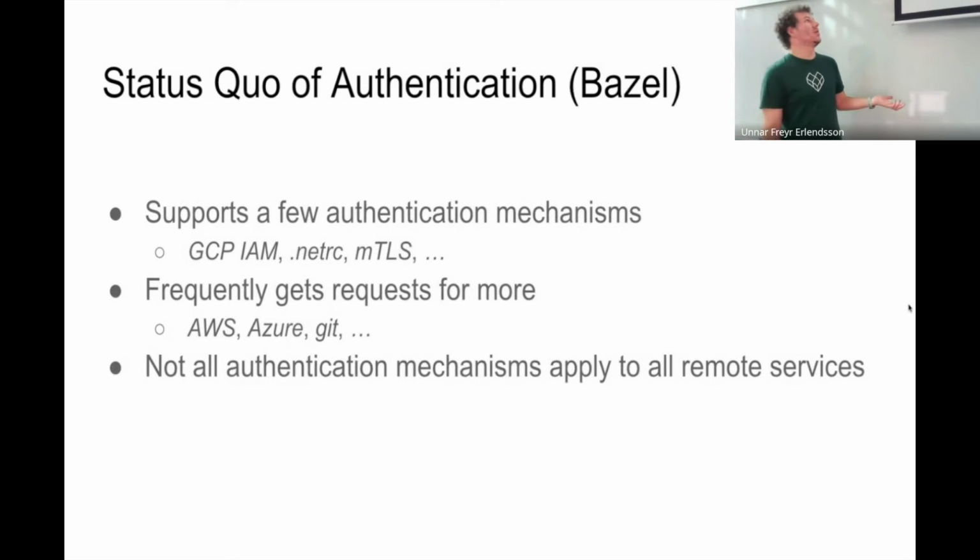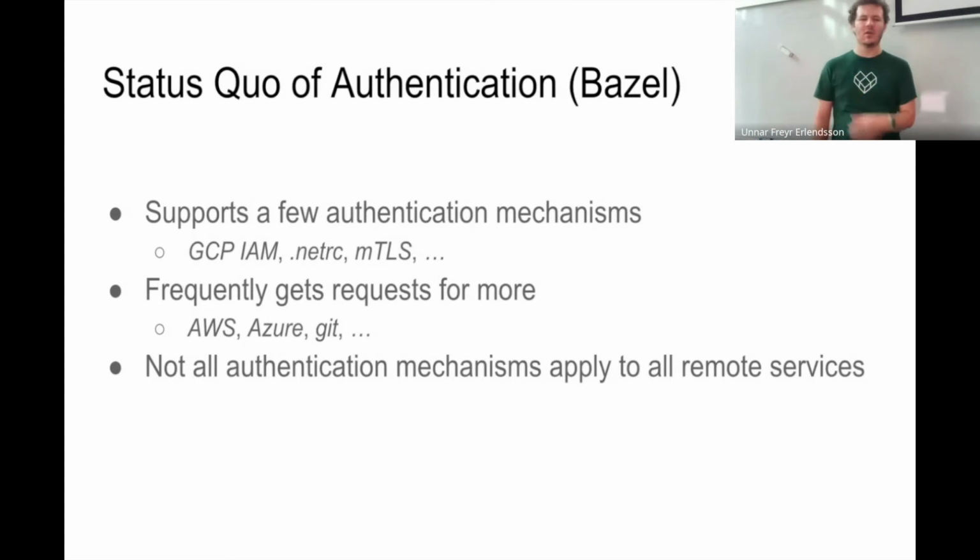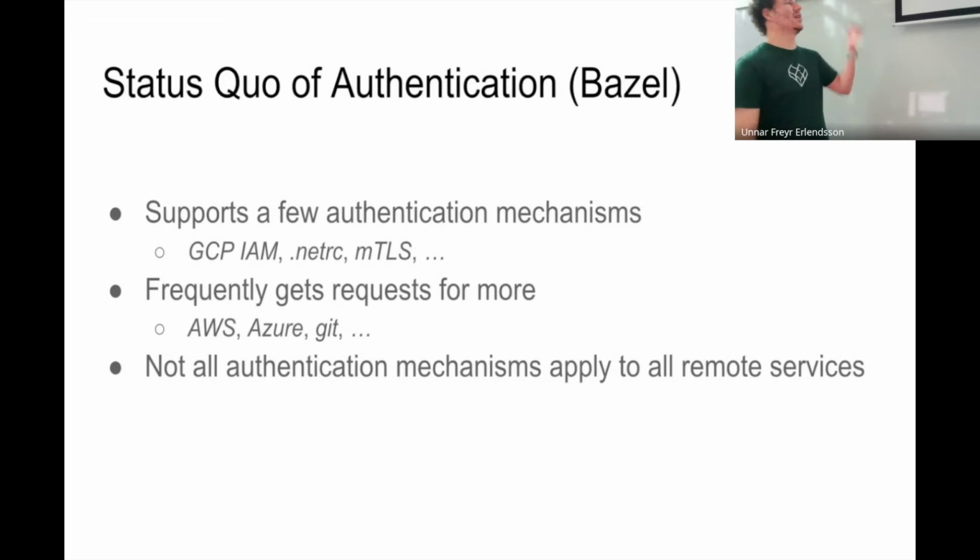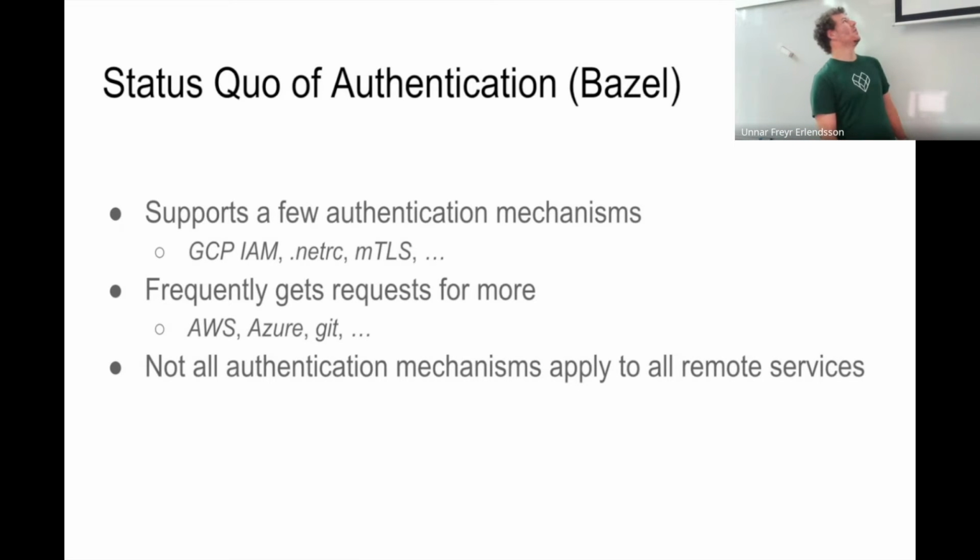Bazel, until about a year ago, supported a few built-in authentication mechanisms for GCP IAM because Google needed that. They support NetRC, they support mTLS, which I think was contributed by us at some point. There's a bunch more. And Bazel actually frequently gets requests for more authentication mechanisms. I remember AWS S3 popping up a couple of times because people wanted to use S3 as a remote cache. I think I've also seen Azure. I've seen someone wanting to integrate Git authentication into Bazel. And I'm sure there's more.